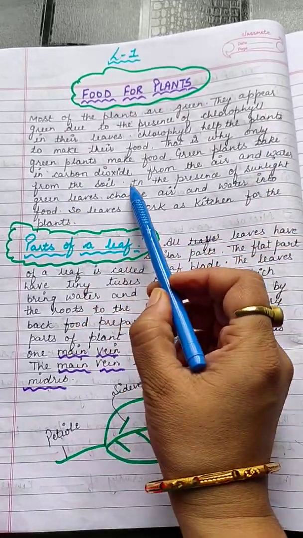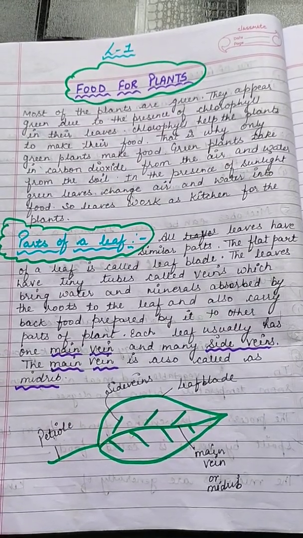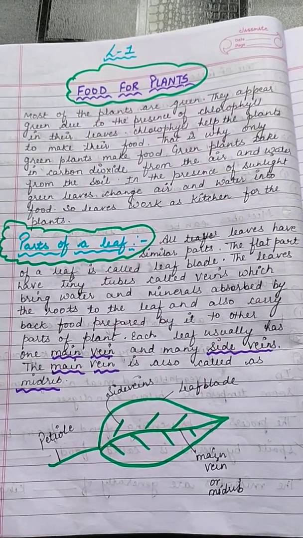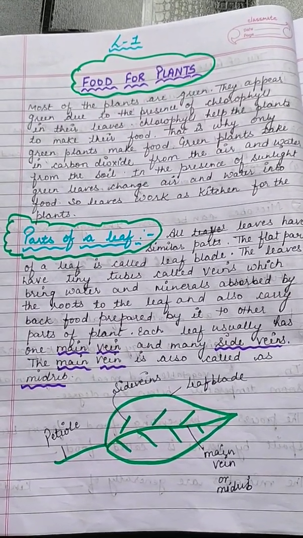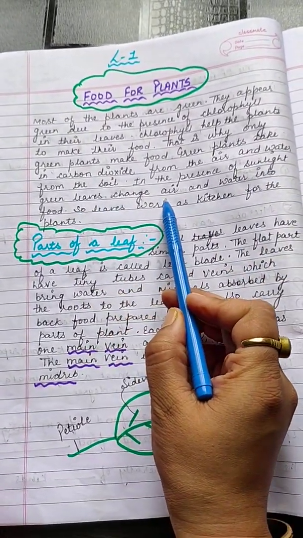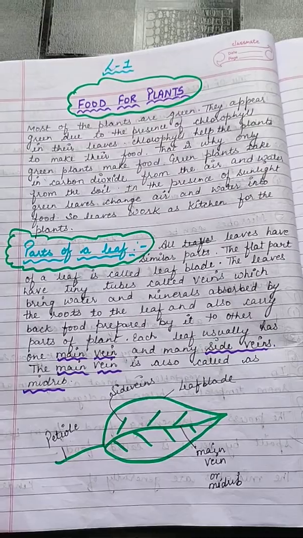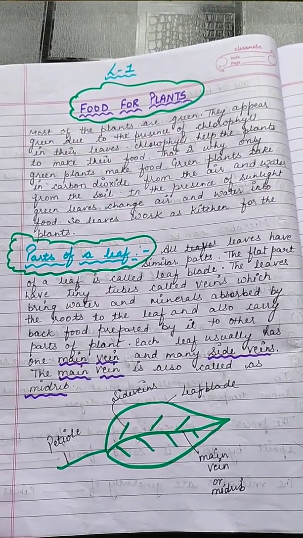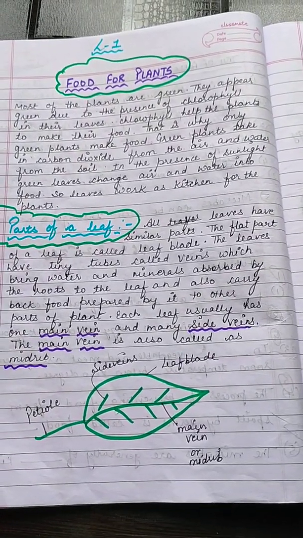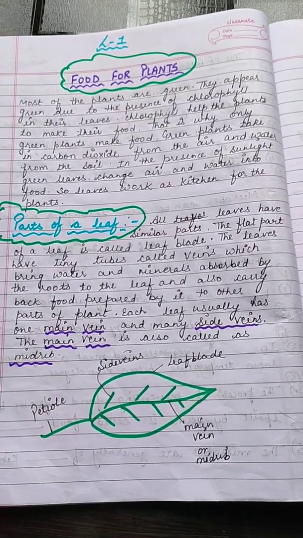Green plants take in carbon dioxide from the air and water from the soil, and with the help of carbon dioxide and water, leaves make food. In the presence of sunlight, green leaves change air and water into food. So, air and water is converted into food in the green leaves in the presence of sunlight and chlorophyll.